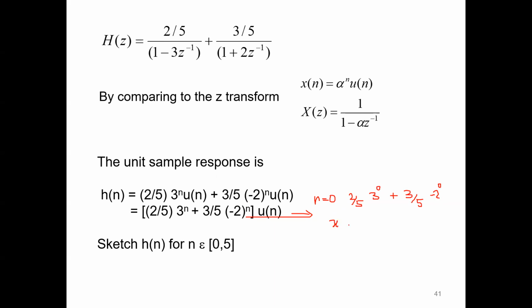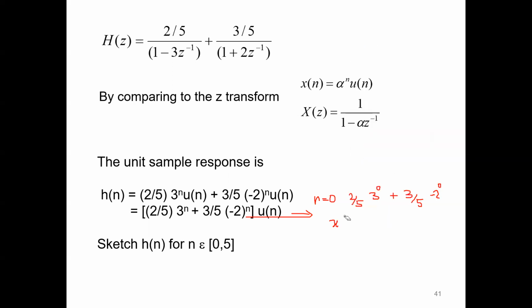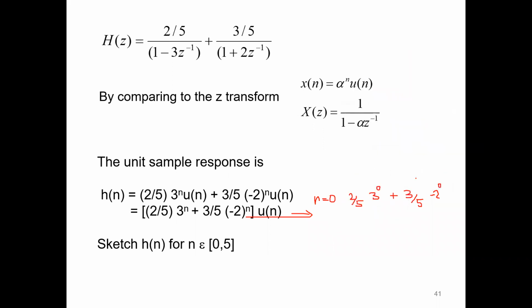This is the first term, actually. In fact, this is not x[n], it is h[n] rather. So to be precise, it is h[0], the first term, which is equal to 2 over 5 plus 3 over 5. So you work that out and find out what it is. This is how you calculate the first sample.